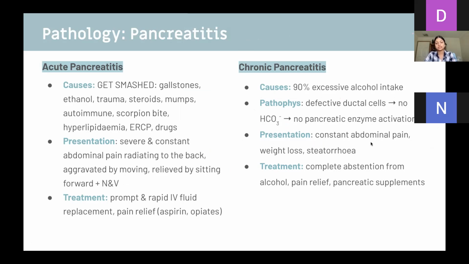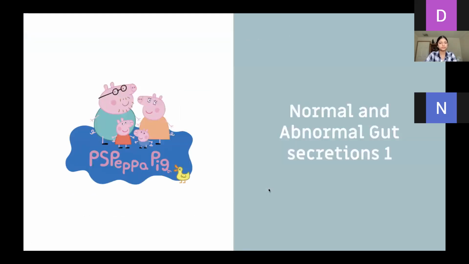Usually the presentation is constant abdominal pain, similar to this, but it won't be as severe. Weight loss and steatorrhea, like we said, because of the loss of lipase. And treatment is usually complete abstention from alcohol, pain relief, and supplements.